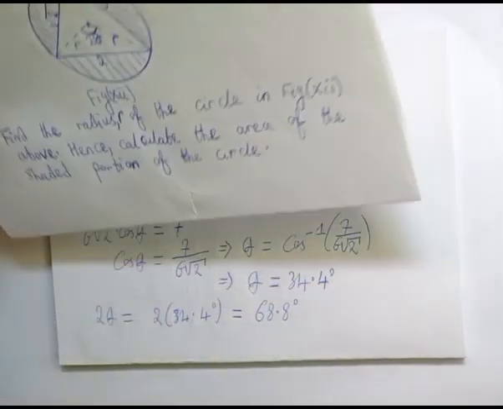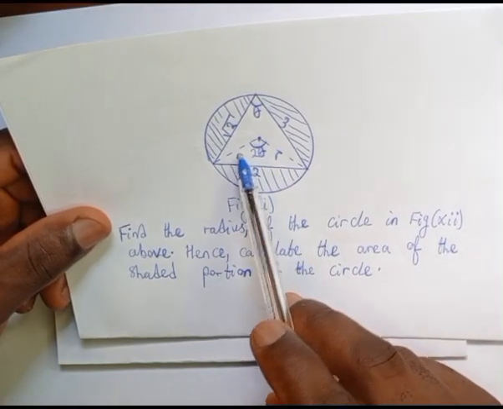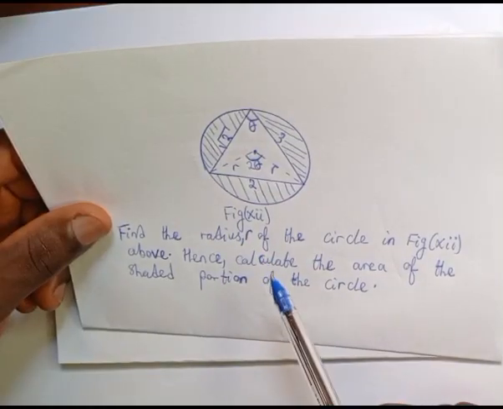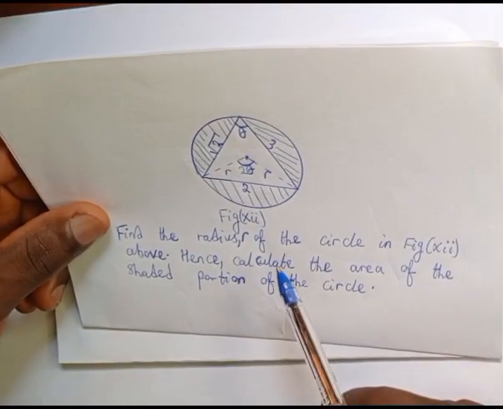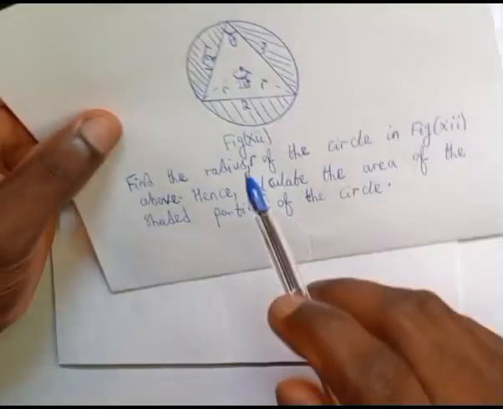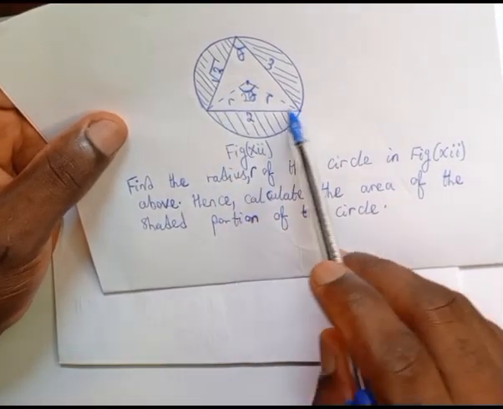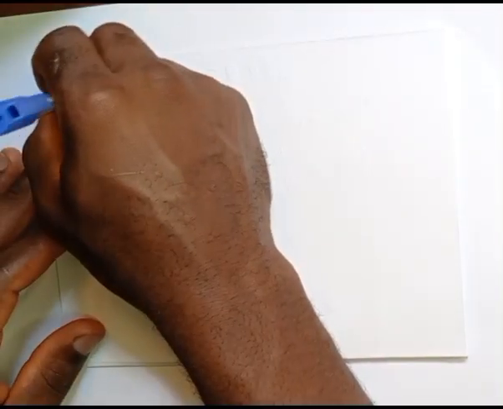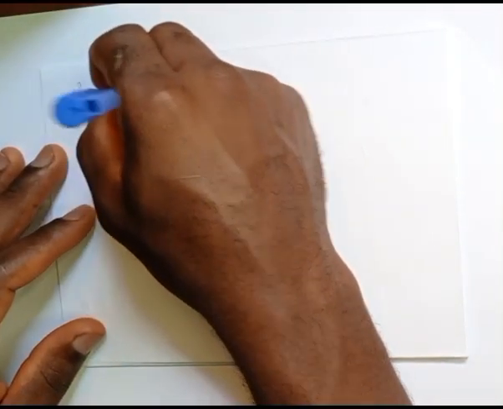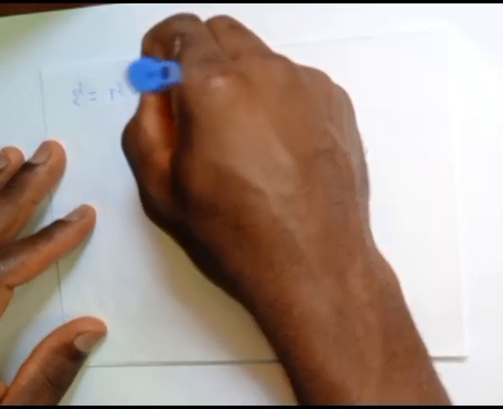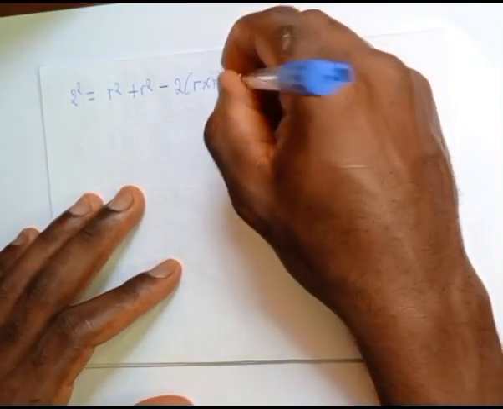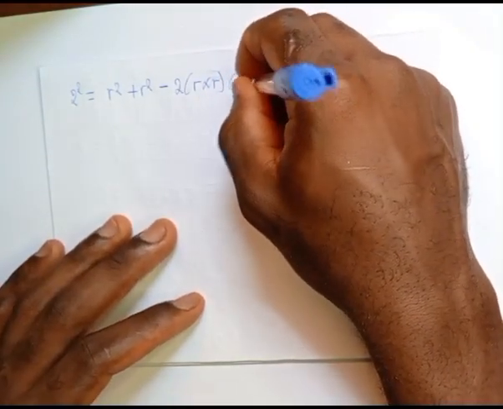Knowing this, we can proceed to find the radius of this circle. And for us to find the radius of this circle, we are still going to make use of the cosine rule. Applying the cosine rule on this triangle, 2 squared will be equal to r squared plus r squared minus 2 times r times r cos 2 theta, this angle.